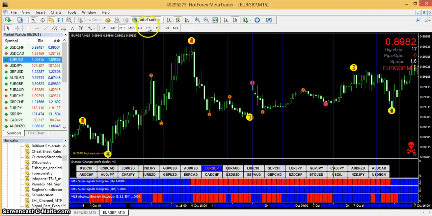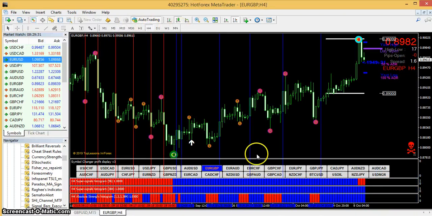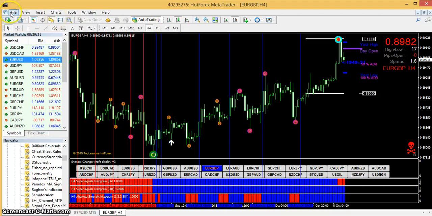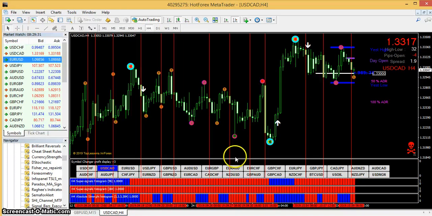So let me show you guys another pair. Let me show you guys something. Let's use another pair. Okay, let me use this. Let me mark these 3 areas.